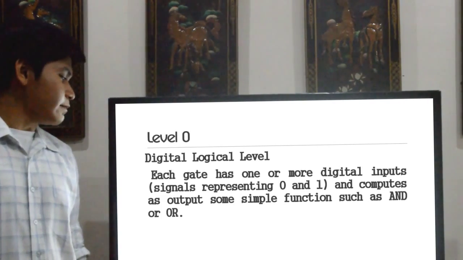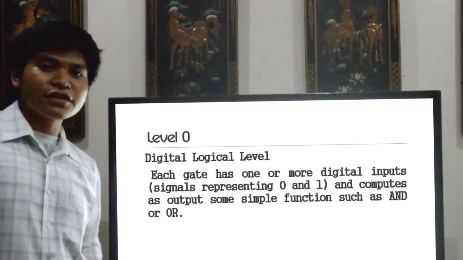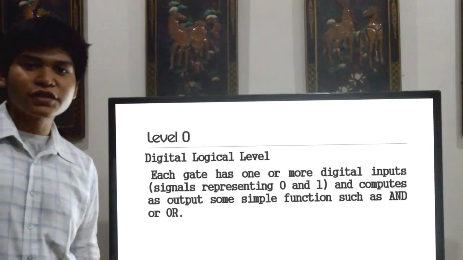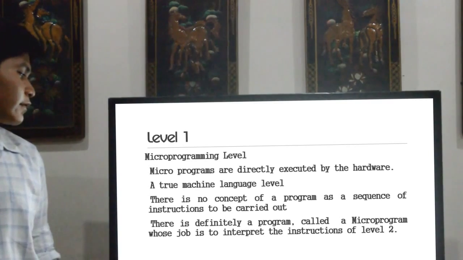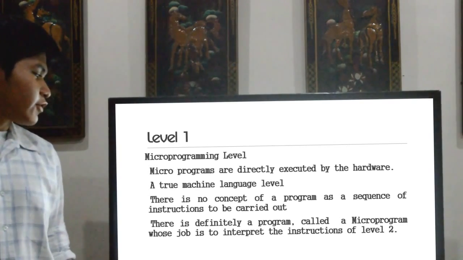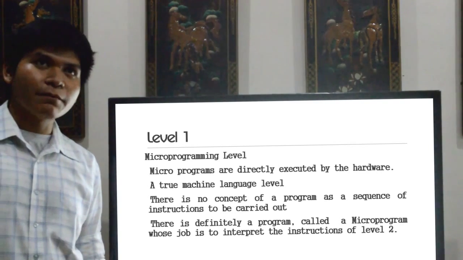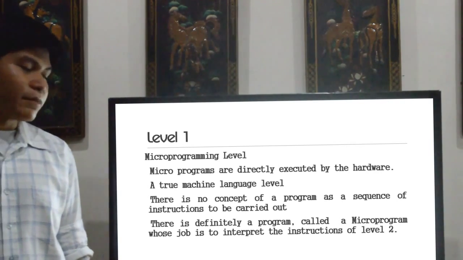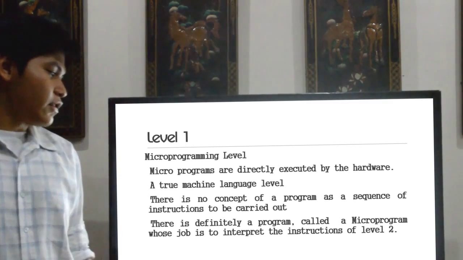Digital logic level. Each gate has one or more digital inputs which represent signals representing zeros and ones, and computes as output some simple functions such as AND or OR. Microprogramming level, level 1. Microprograms are directly executed by the hardware, a true machine language level. There is no concept of a program as a sequence of instructions to be executed. There's definitely a program called a microprogram whose job is to interpret the instructions of level 2.